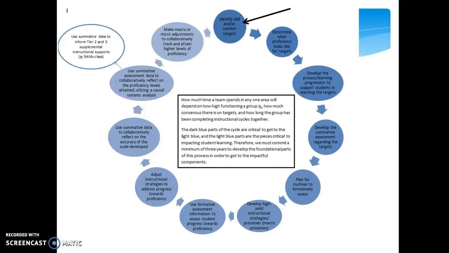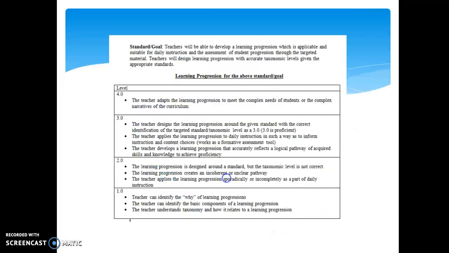All right, so now that we've gone through the unit, we've identified skill and/or content targets. We've determined what proficiency would look like. We've developed the process or learning progression. We've developed the summative assessment, although for Go Math, the test is already designed for us. We have planned to formatively assess. And then finally, we're developing our instructional strategies. That's that idea of what the Launch Explore Summary would look like in action. So that's the gist of the learning progression.